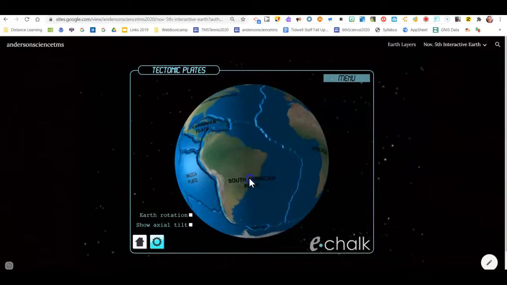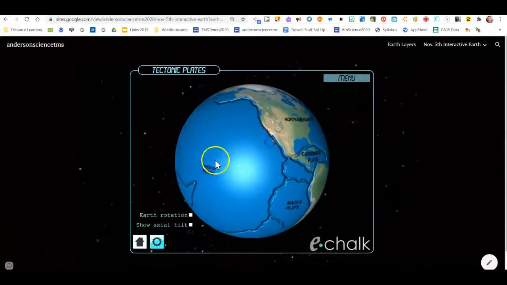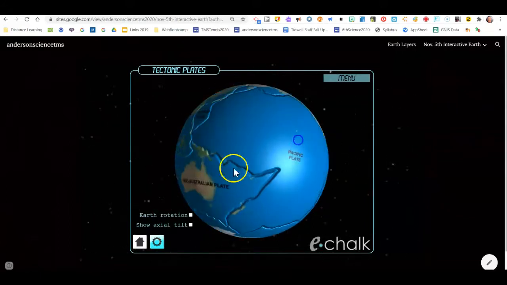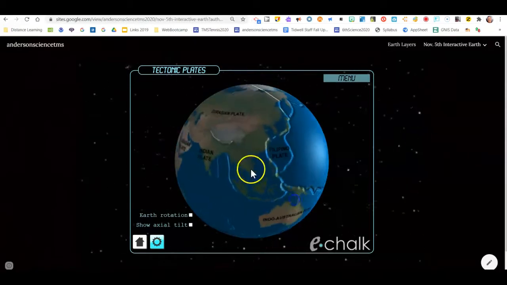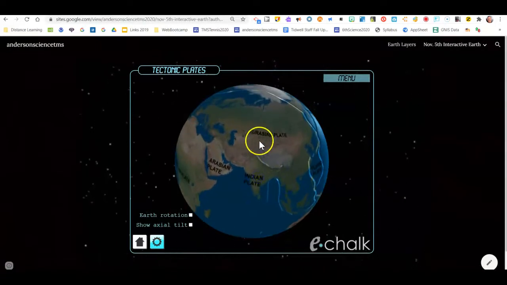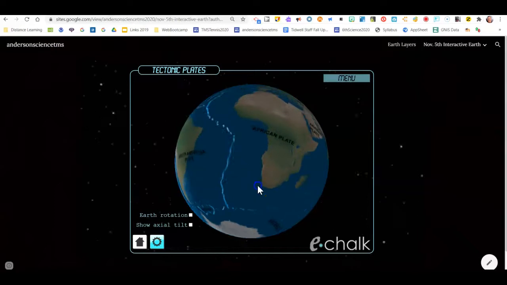So we've got South American plate, Nazca plate, North American plate. You may notice that these plates are very often named for where they are, which is kind of handy. The Pacific plate, the Indo-Australian plate, sometimes just called the Australian plate. The Indian plate is here. The Eurasian plate is up here. So you get the idea. The Antarctic plate's down there.